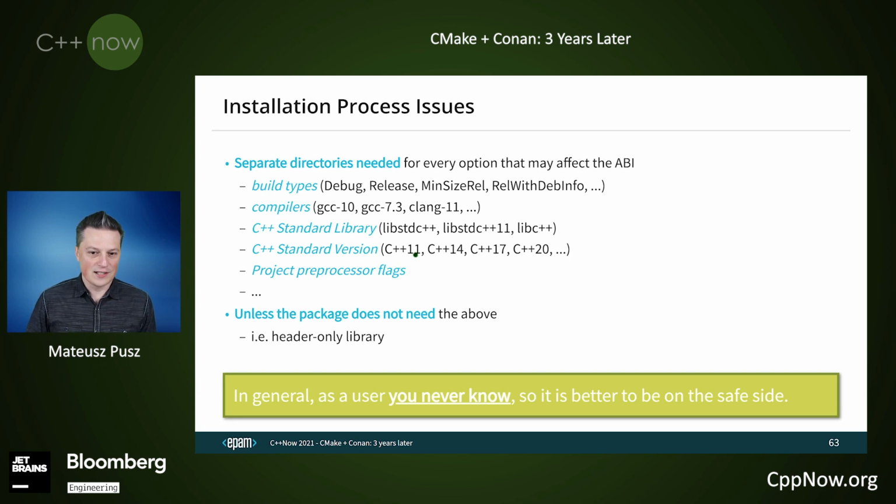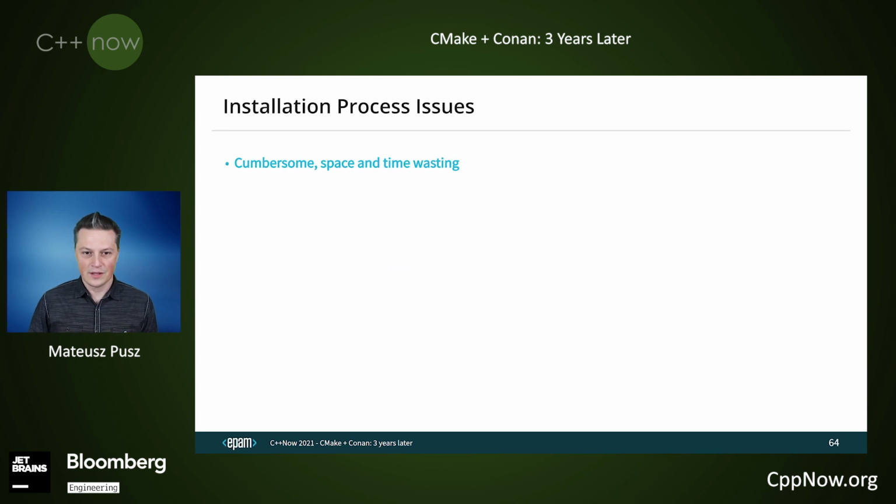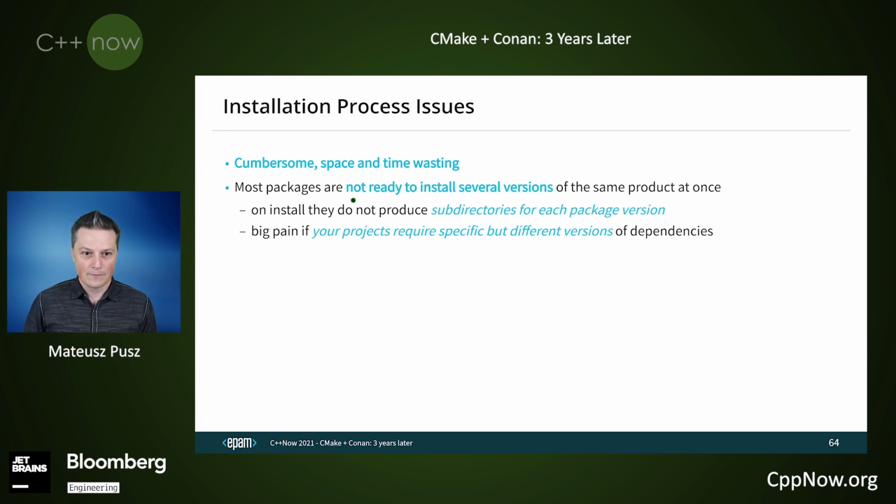So in most cases, I asked my students during trainings to provide debug and release for each compiler as separate directories and install them manually. And after that, they are begging me to allow them to use package managers. Because the installation process is cumbersome, space and time wasting. And most packages, for example, will not even allow you to install several versions of the same package. I did mention this on the previous slide, right? If you want to have 2 different Boost versions or 2 different GTest versions, you run make install. They will try to install to the same directory, not different ones. And it may be an issue.